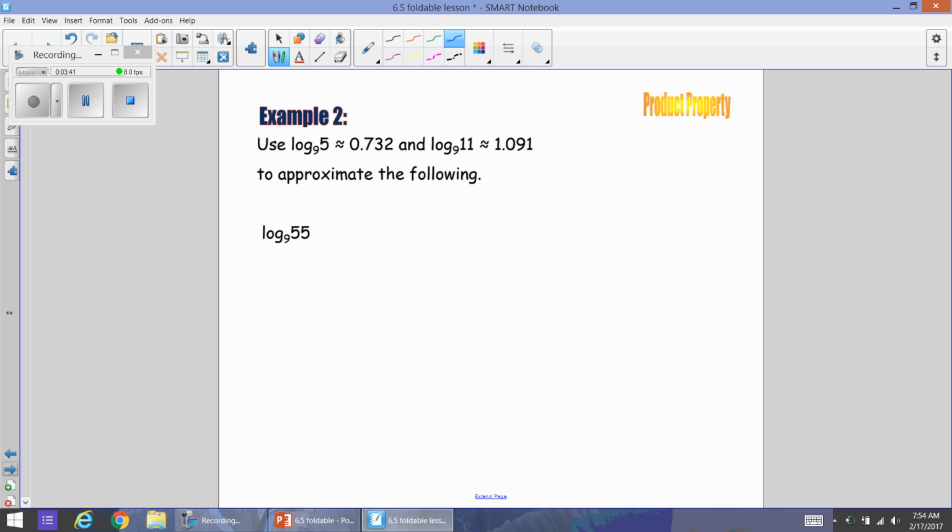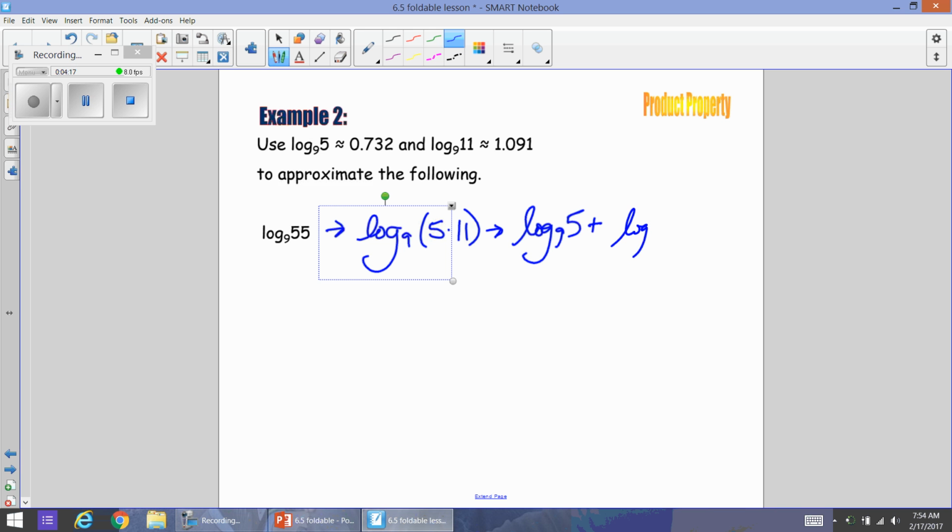Okay, here on example 2, it's the same idea. They tell us that log base 9 of 5 is a value and log base 9 of 11 is a value, and they give us log base 9 of 55. And so we're like, what's 55 made of? Well, if we have to use a 5 and 11, then it must be 5 times 11. And we are allowed to split up the log base 9 of 5 times 11, and we just say it's log base 9 of 5 plus log base 9 of 11.